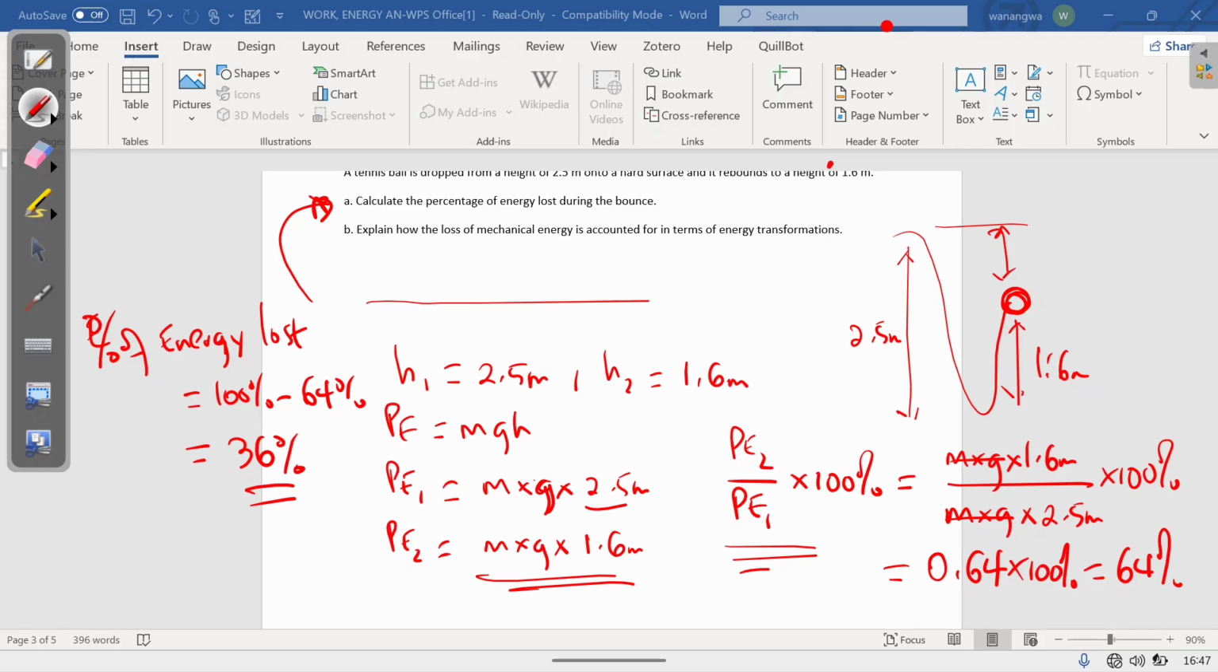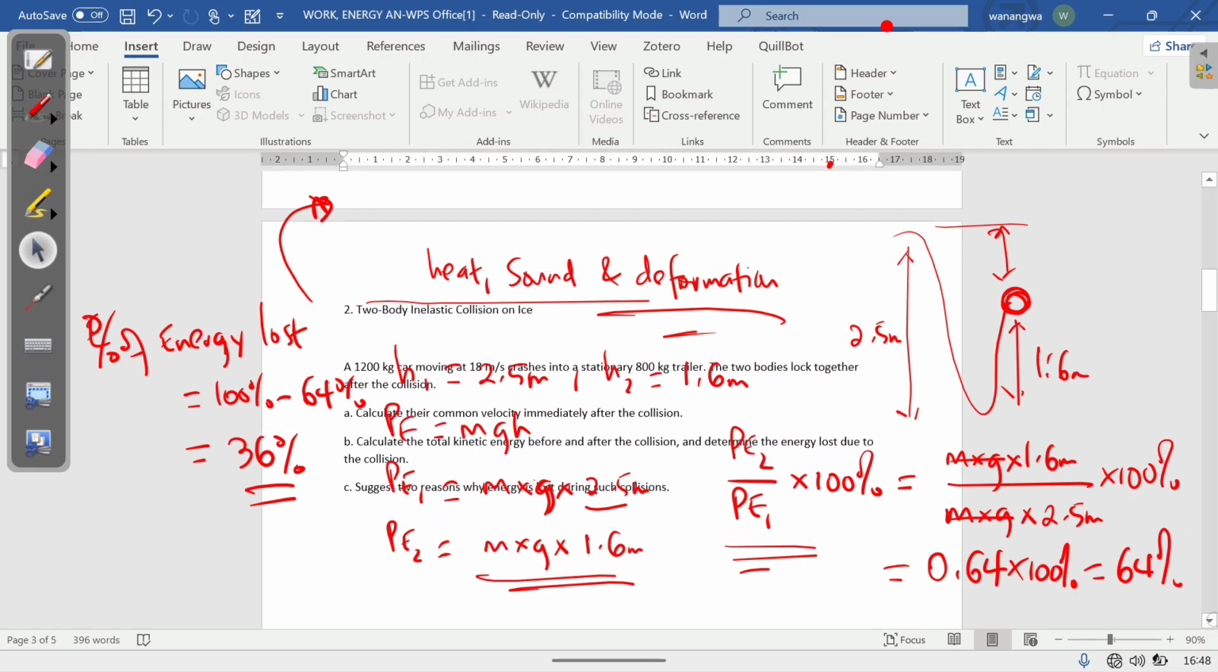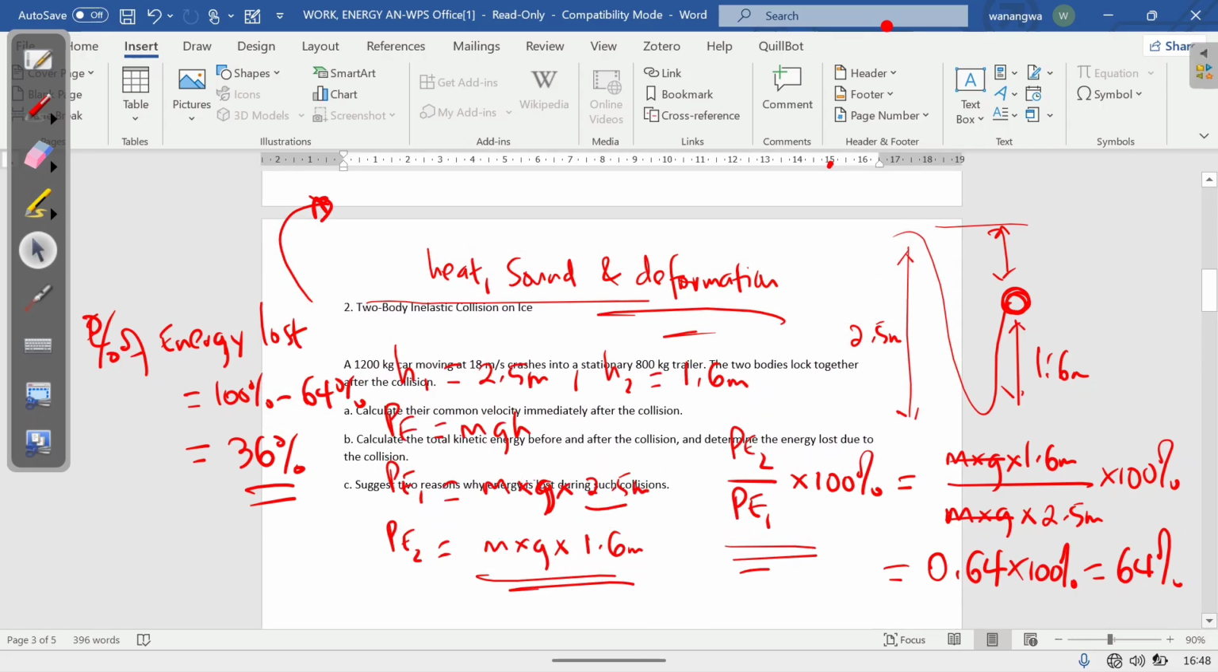What does it become? So some people say it can be lost in form of what? Heat, sometimes sound, and also you will learn later on that it's also lost because of the deformations that happen upon collision. So that's how you do this problem. Okay, let us move to the next one. I hope that is making sense to you.